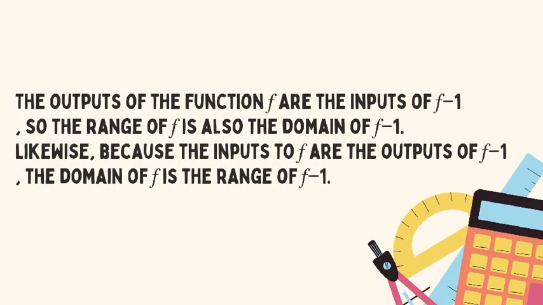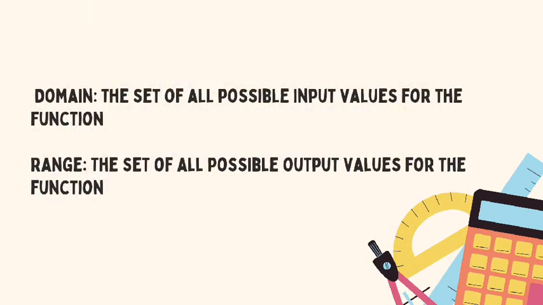The outputs of the function f are the inputs of the inverse, so the range of the function is also the domain of the inverse. Likewise, because the inputs to the function are the outputs of the inverse, the domain of the function is the range of the inverse. Important terms to remember. Domain, the set of all possible input values for the function. Range, the set of all possible output values for the function.